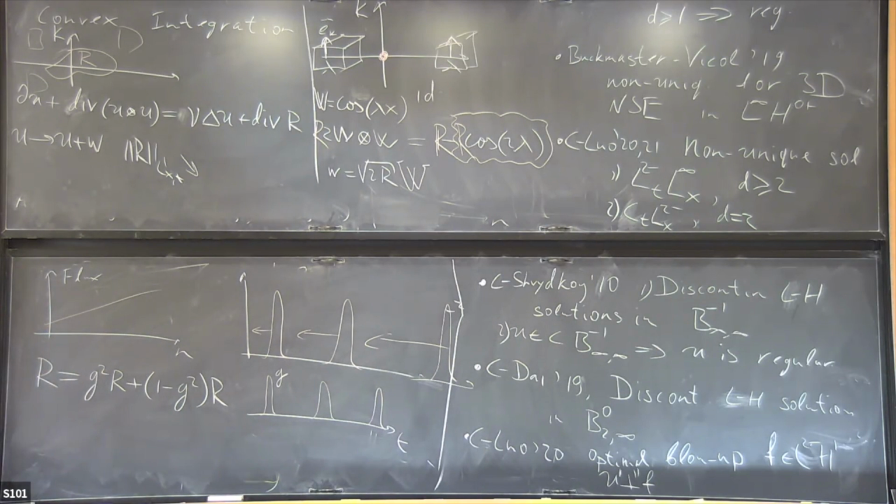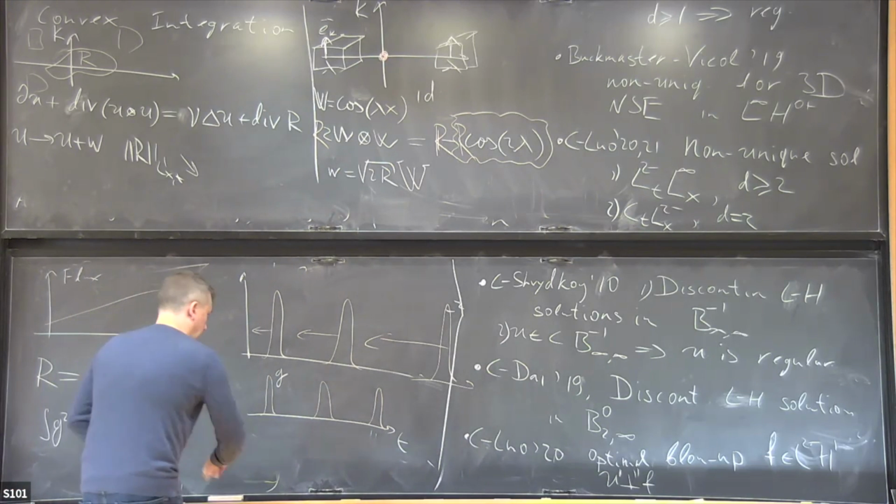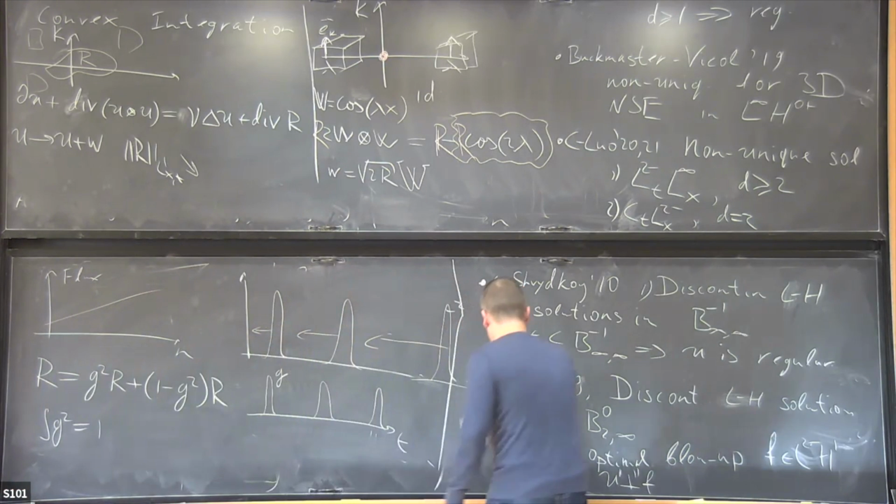And that's how you can basically separate the scales. You can separate the fast time variable from the slow time. And then you want to choose g so that the integral of g squared is 1, so that this term is of 0 mean, and then you can easily control it. You can kill it by a temporal corrector.